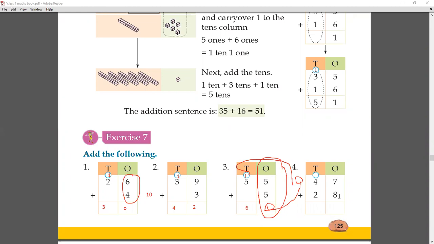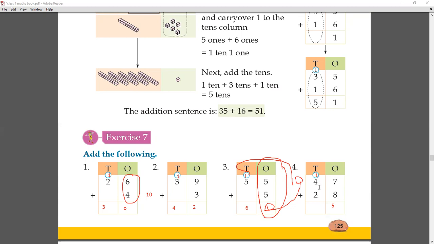Now next is 7 plus 8. Take your 7 fingers and 8 more. Count them combinedly. 8, 9, 10, 11, 12, 13, 14. So what do we write here? Yes, 7 plus 8 is equal to 15. So what do we write here? 5 and 1 here.